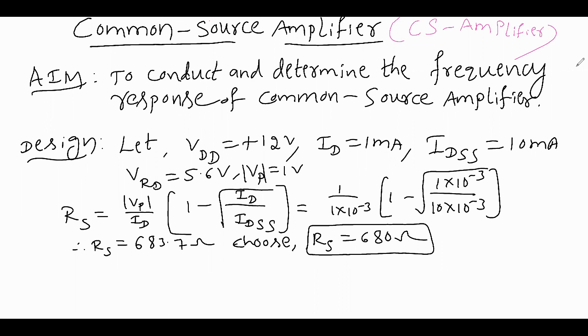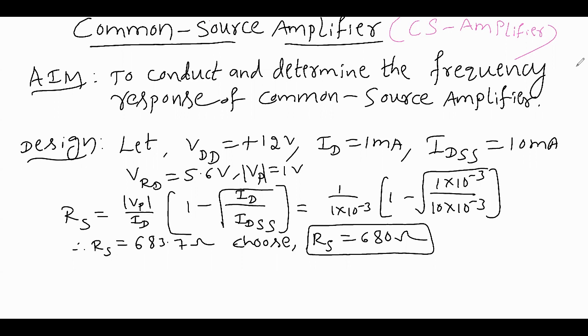The common source amplifier, also called the CS amplifier. Let us understand the aim of the experiment. The aim is to conduct the experiment and determine the frequency response of the common source amplifier.